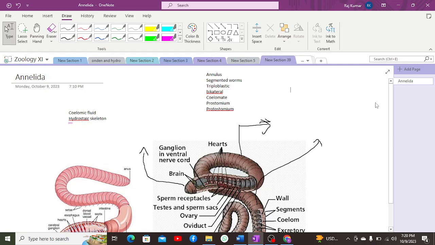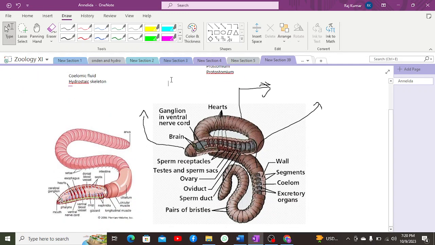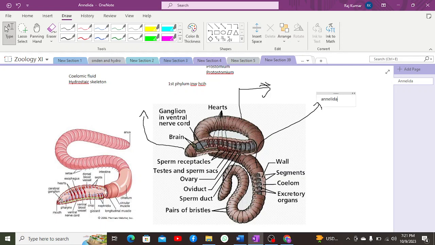Apart from which, we have other features. It is the first phylum in which the closed circulatory system was seen. Annelida are supposed to have evolved from primitive platyhelminth-like animals in the sea.